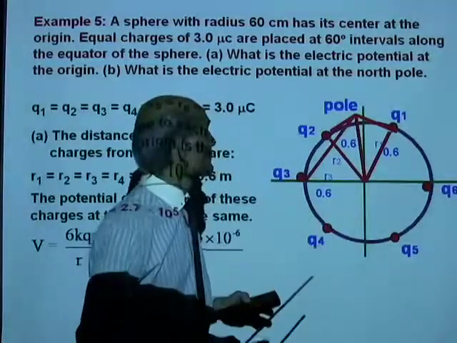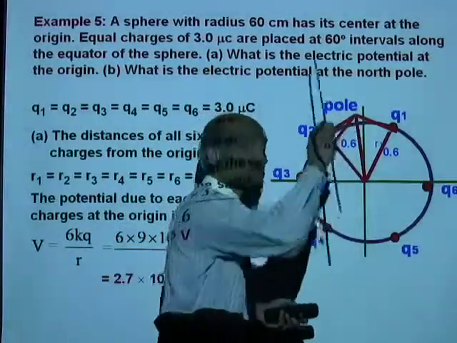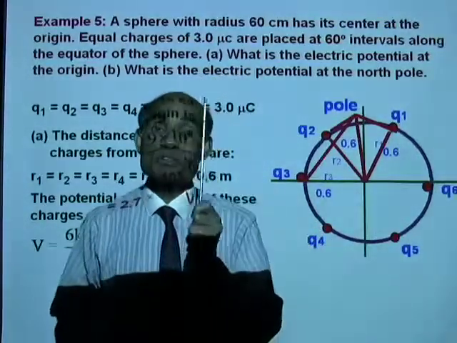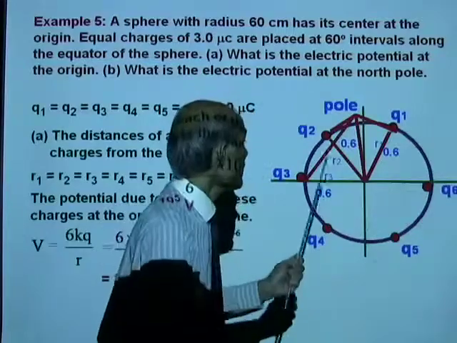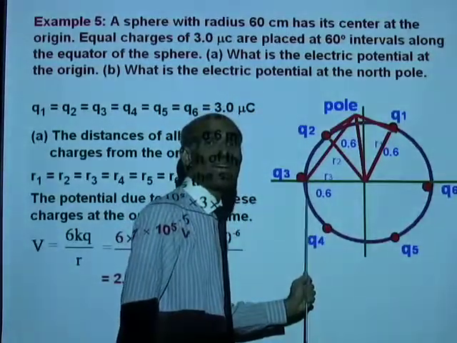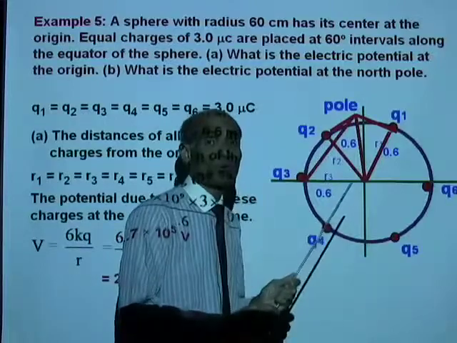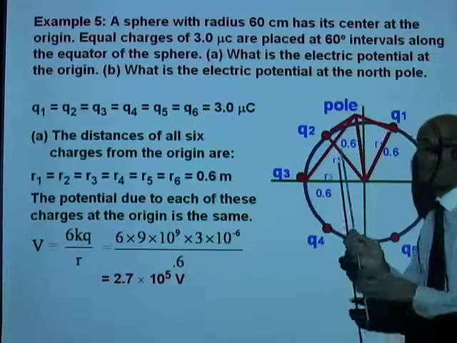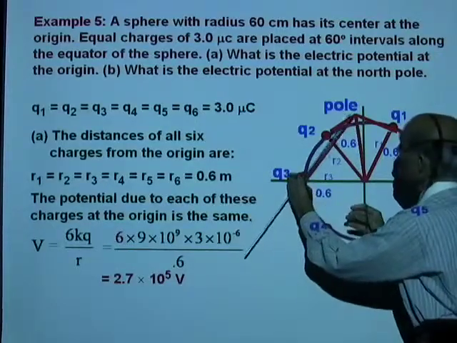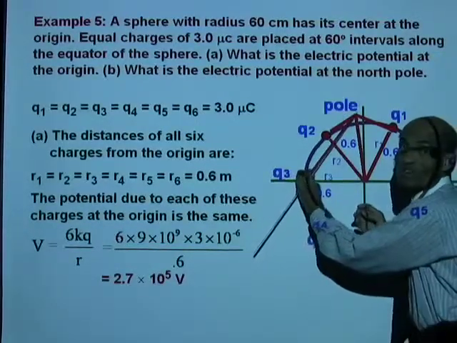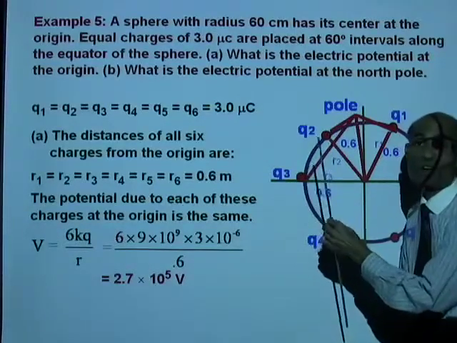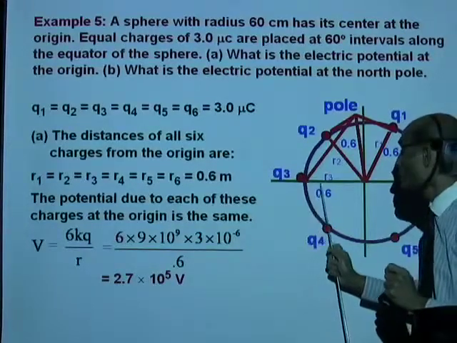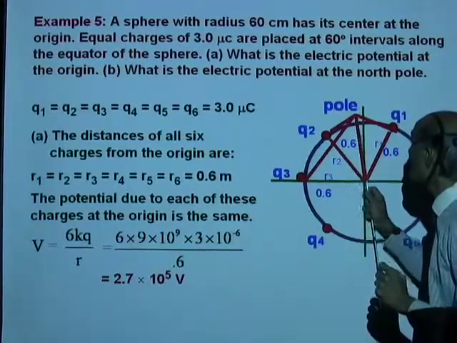Well, next we need to find the potential at the North Pole. And again, the first thing we need to figure out is what is the distance of a charge from the North Pole. Now, if you can visualize the distance of a charge from the North Pole, that distance is actually the hypotenuse of a right triangle. And what are the legs of that right triangle? This radius and this radius.